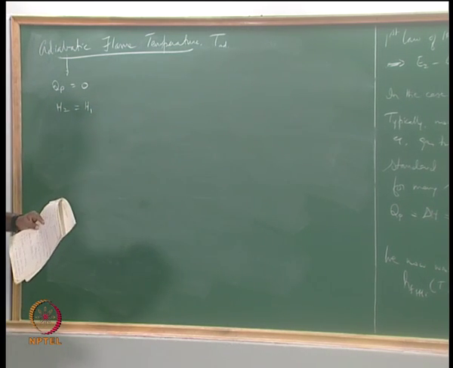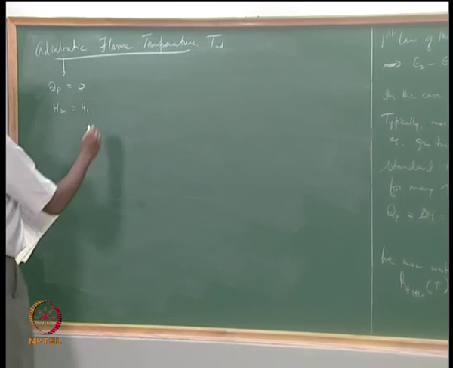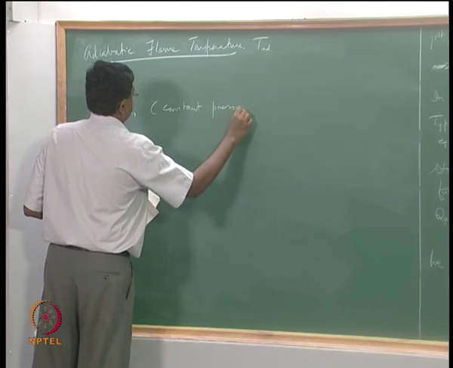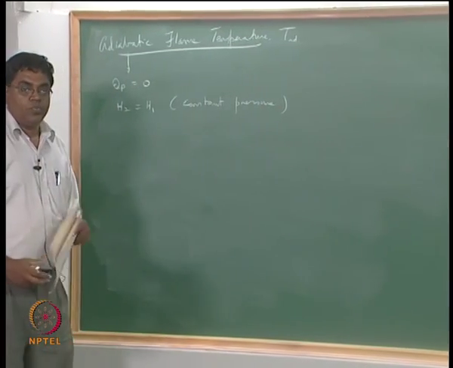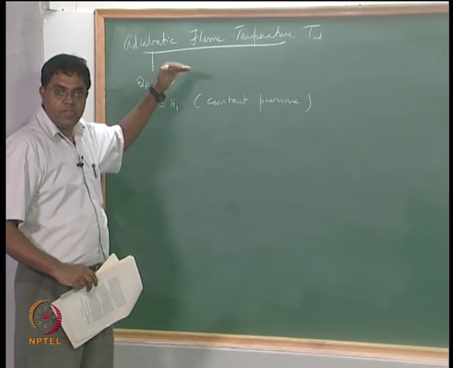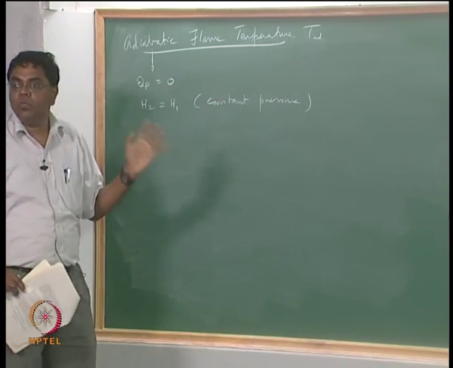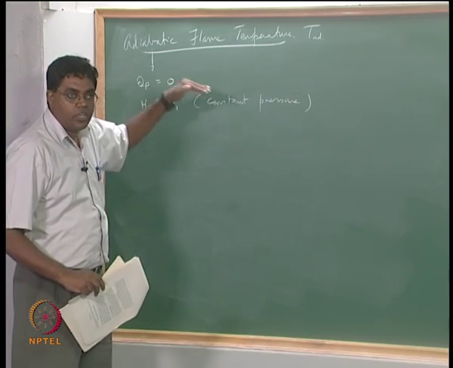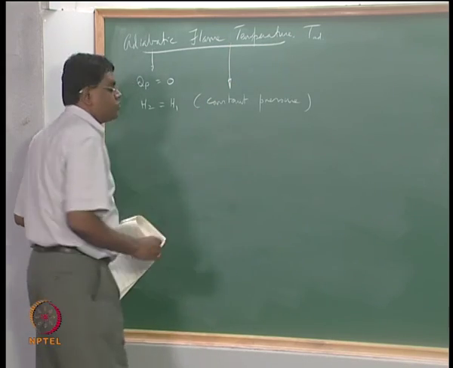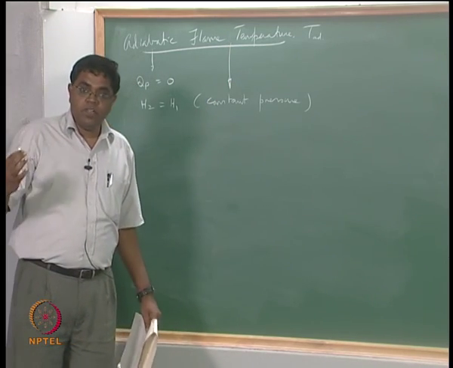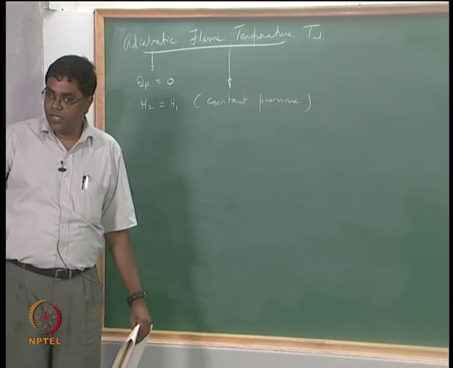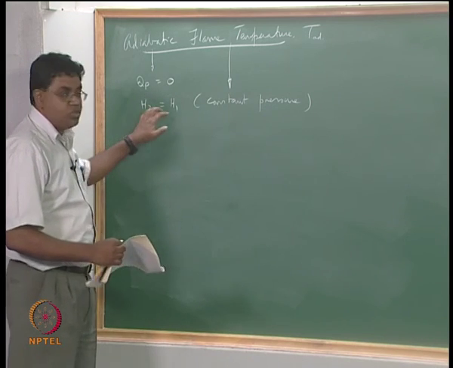right. And when you say H2 equal to H1, the implicit assumption is constant pressure, okay. So if somebody doesn't mention constant pressure and talks about adiabatic flame temperature, it's implicitly assumed that you're talking about the constant pressure process, okay. Unless you want to explicitly talk about constant volume adiabatic flame temperature, then you have to say so, okay, because without that we are simply going to be equating H2 to H1.